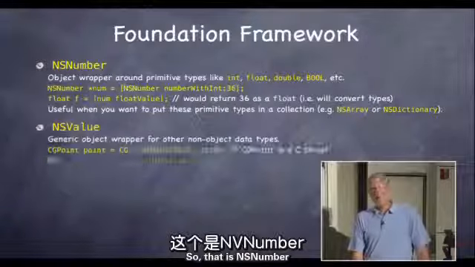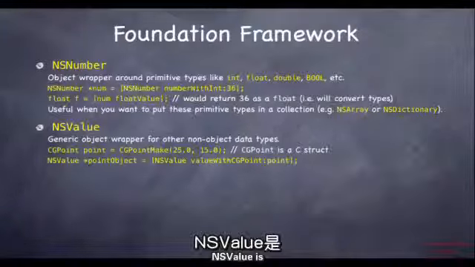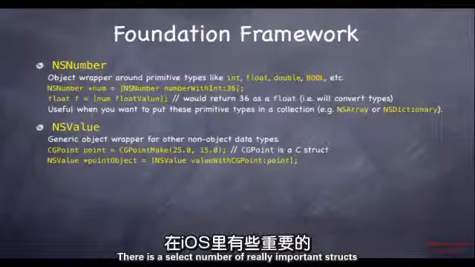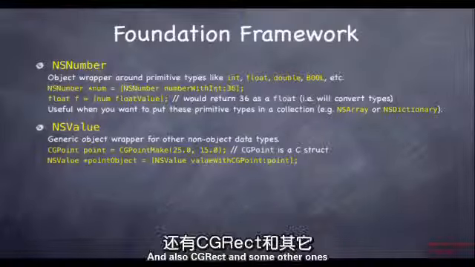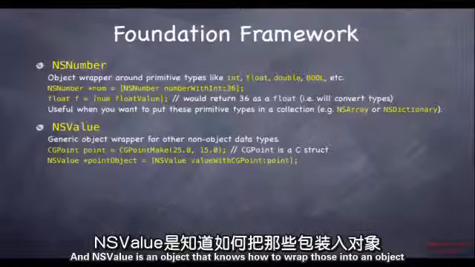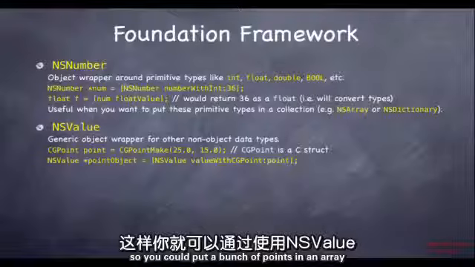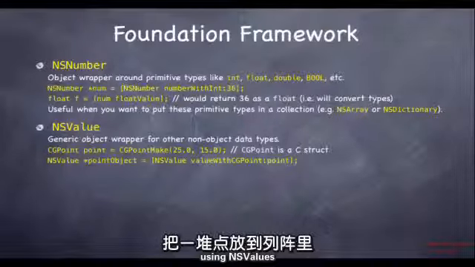So that's NSNumber. There's NSValue. There's a select number of really important structs in iOS, like CGPoint and also CGRect and some other ones. And NSValue is an object that knows how to wrap those into an object. So you could put a bunch of points in an array using NSValues.